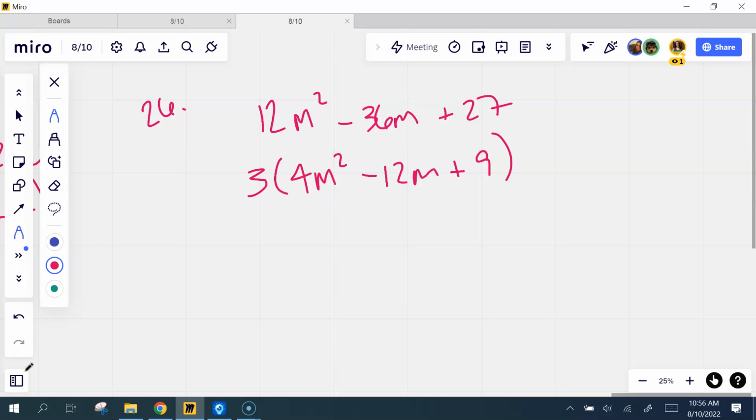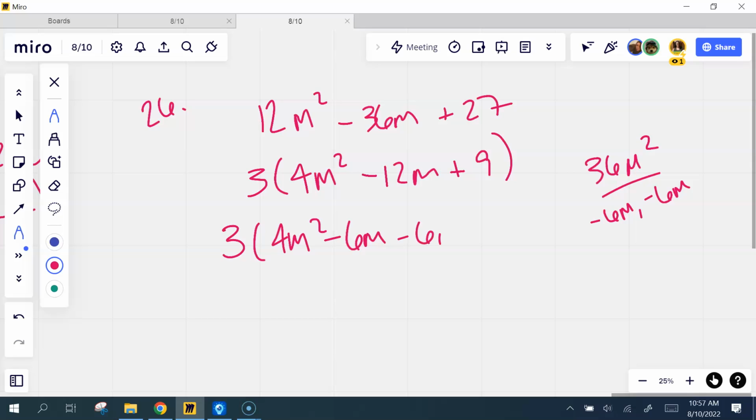36m squared. What multiplies to 36m squared but adds to 12m? This is a special one, and this is also going to lead into the lesson today. 93. Good job. Agree or disagree? Does negative 6 times negative 6 equal 36? Does negative 6 plus negative 6 equal negative 12? Yes. So in fact, these factors are the same. So I have 4m squared minus 6m minus 6m plus 9.